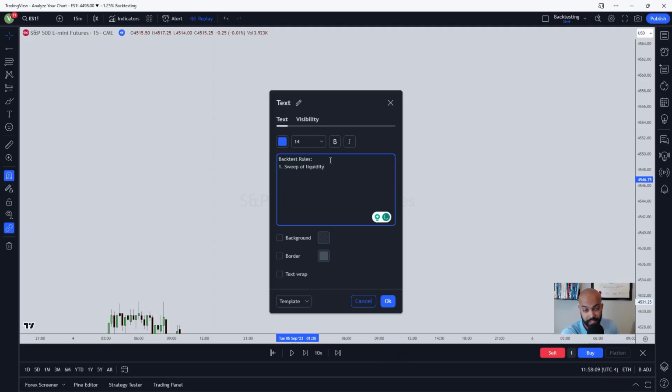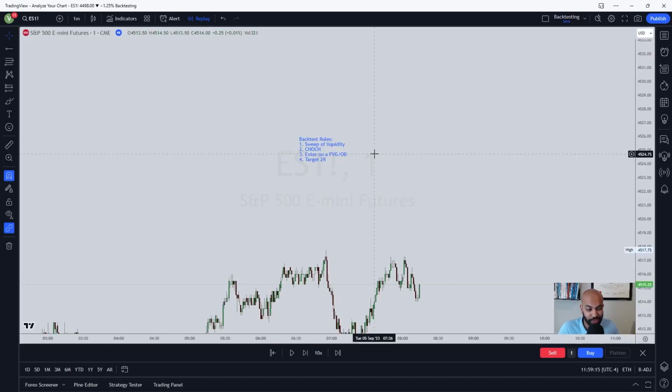In this backtest, these are the rules. First, there needs to be a sweep of liquidity. Then we need to see a change of character. We enter on a fair value gap or order block, and then we target a 2R multiple. These are pretty straightforward rules, and the whole point is to make it very objective and easy to follow, even though trading is subjective. And this is all without using a higher time frame bias.